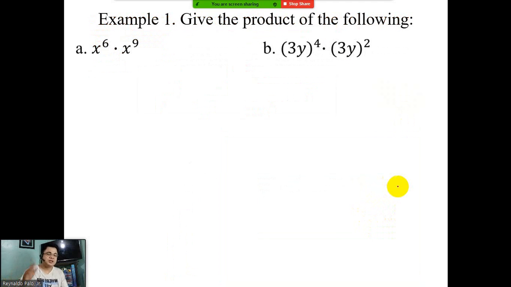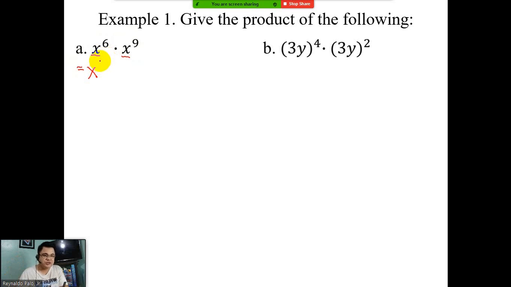Next, example 1: give the product of the following. Let's start with A. We have x raised to the power of 6 times x raised to the power of 9. Take note, what you need to check first is whether the bases are the same. As you can see here, the bases are the same, x and x. So what we have to do is copy x and then add the exponents, because according to the multiplication law of exponents, you copy the base and then add the exponents.